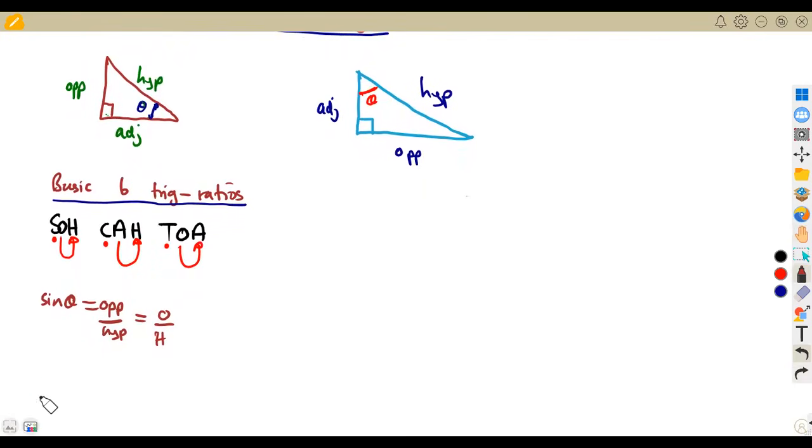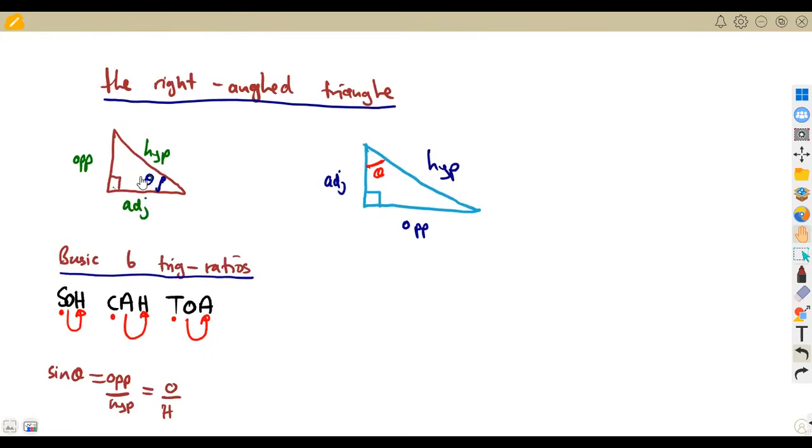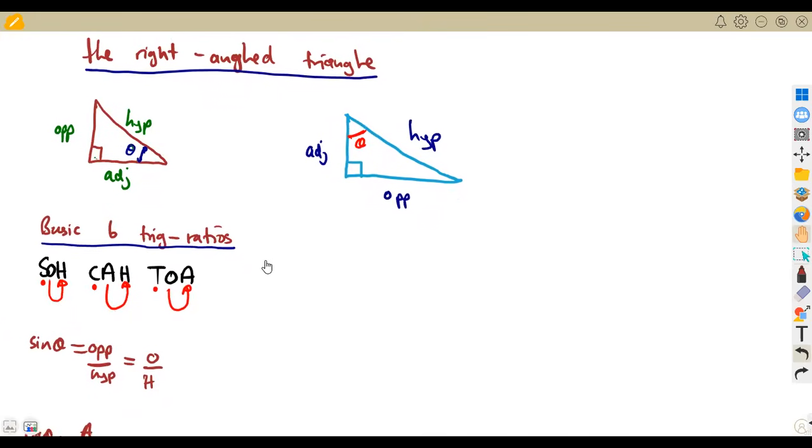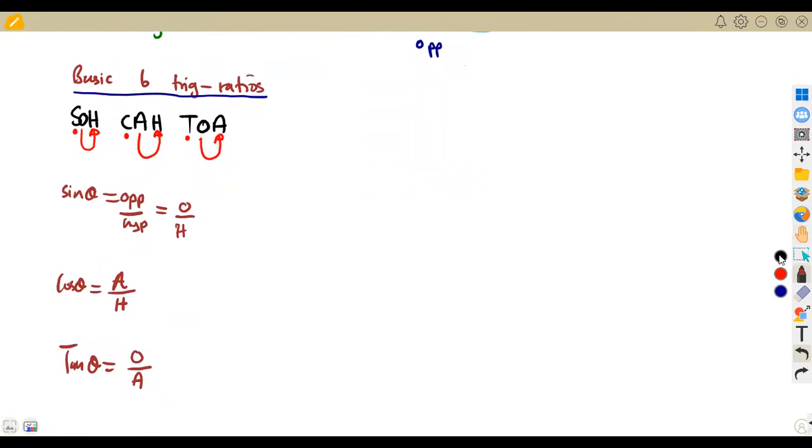All right, then we have got the cosine of theta, which is cos theta is in this case adjacent over the hypotenuse. Then we've got the tan of theta, opposite over the adjacent, which is O over A. All right, so the tan of theta is going to be the opposite over the adjacent in this case. So these ratios can be taken from our right angled triangle, depending with where your theta is according to the diagram.